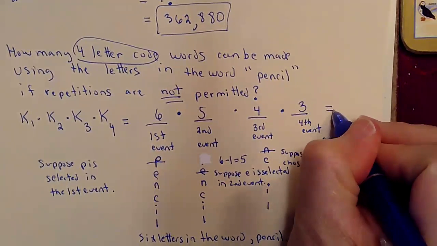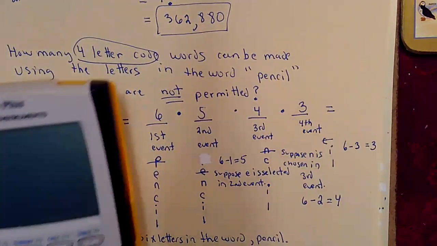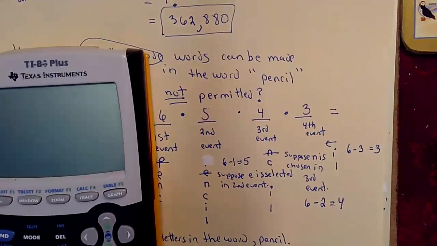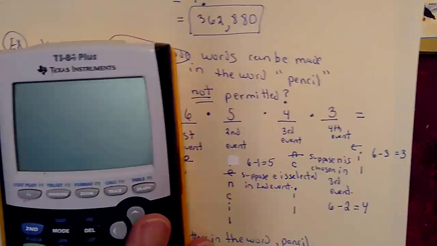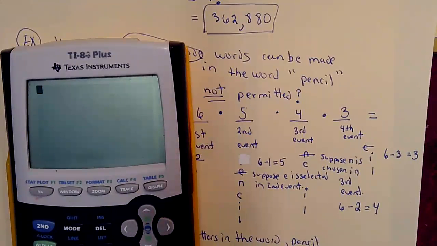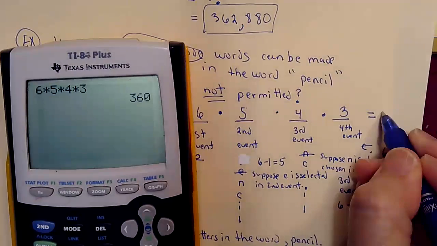So let me put this here since it fits there. So this is not a factorial. This is not a factorial because it doesn't go all the way down to 1. It doesn't, because they said just 4, so it stops here. So this is 6 times 5 times 4 times 3, which looks like 360.